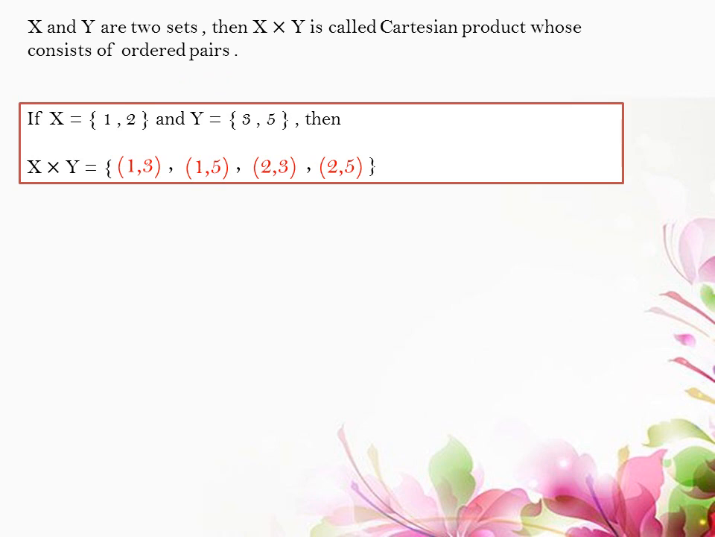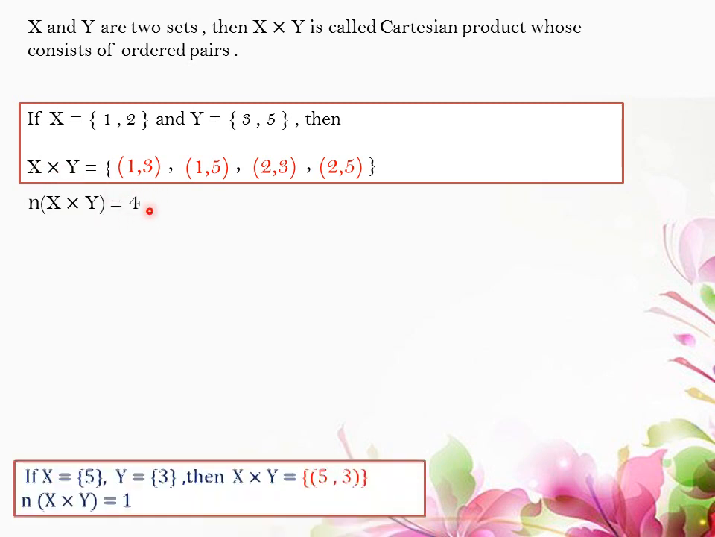How many elements? 1, 2, 3, 4. The number of elements of the Cartesian product between x and y is 4. We can denote it by n(x cross y). n(x cross y), the number of elements of x cross y, equals 4.